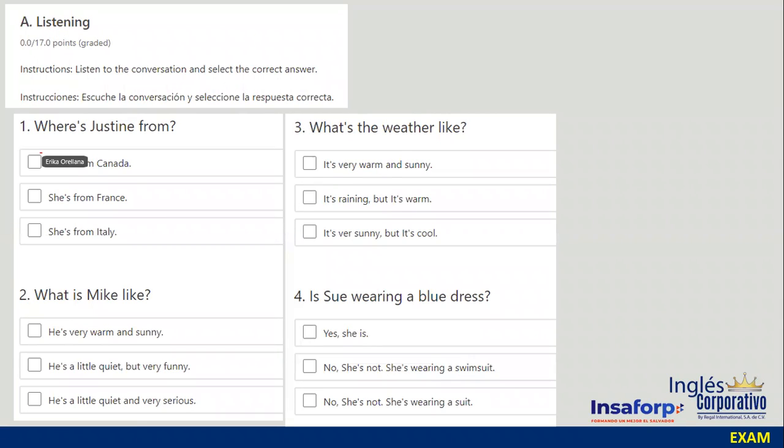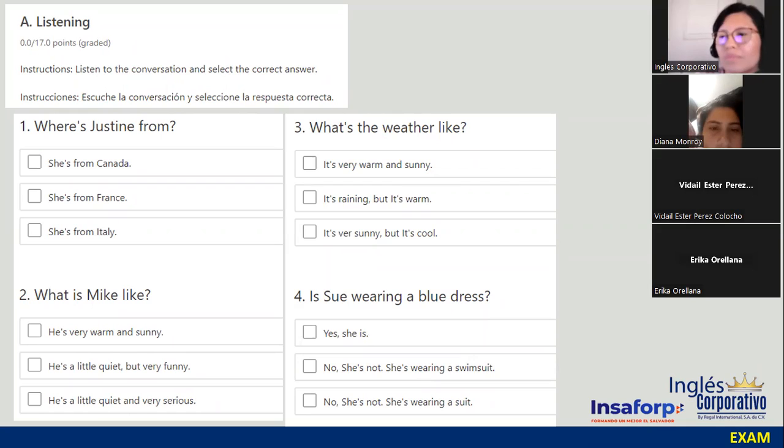Listen to the conversations. Check the correct answers. 1. Your name is interesting, Justine. Are you French? No, I'm not. Are you Italian? No, I'm Canadian. You're from Canada? Yes. My family is from Montreal originally. 2. Where's Mike? Mike? I don't know him. He's my friend from school. He's a little quiet. Oh, is he serious? Actually, no, he's not. He's very funny. 3. Wow, it's really warm today. Yes, it sure is. And it's sunny, too. No, it's not. Look, it's raining. Oh, well.